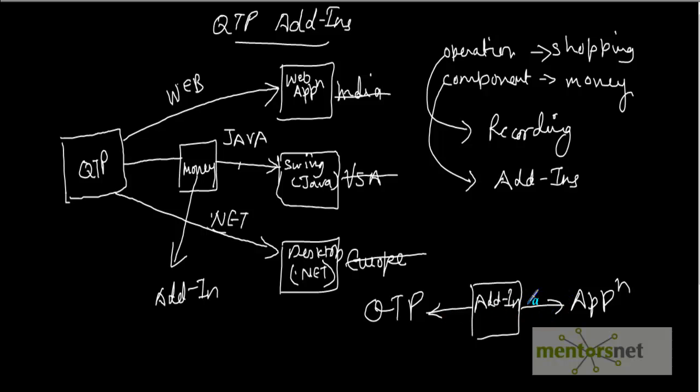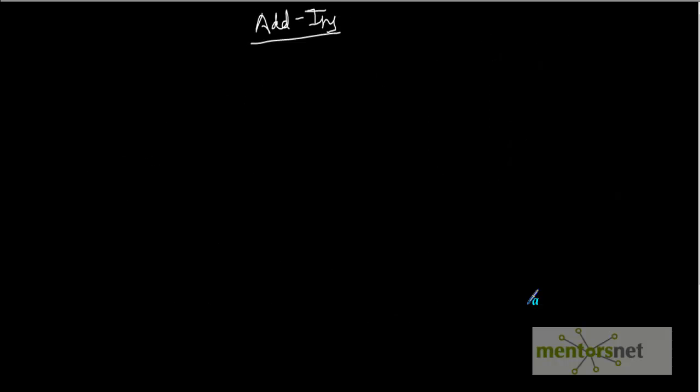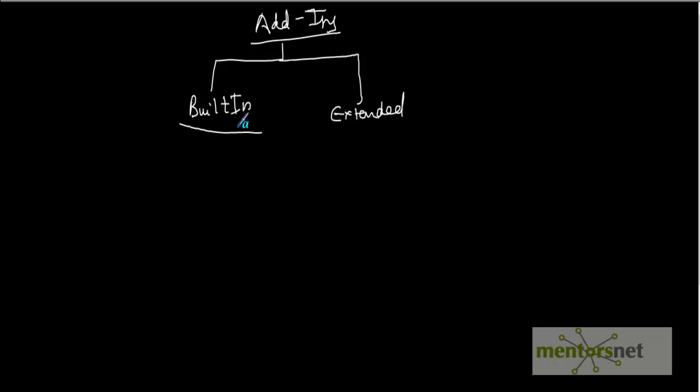So there are different types of add-ins in QTP. Let's look at this. They are divided into two parts. The first one is built-in add-ins, and the second one is extended add-ins. Built-in add-ins are also referred to as default add-ins. There are three types of them. The first one is ActiveX, the second one is Visual Basic, and the third one is the Web Add-in. These are the add-ins that get installed by default when you install the QTP tool. You do not need any other license to work with these add-ins.